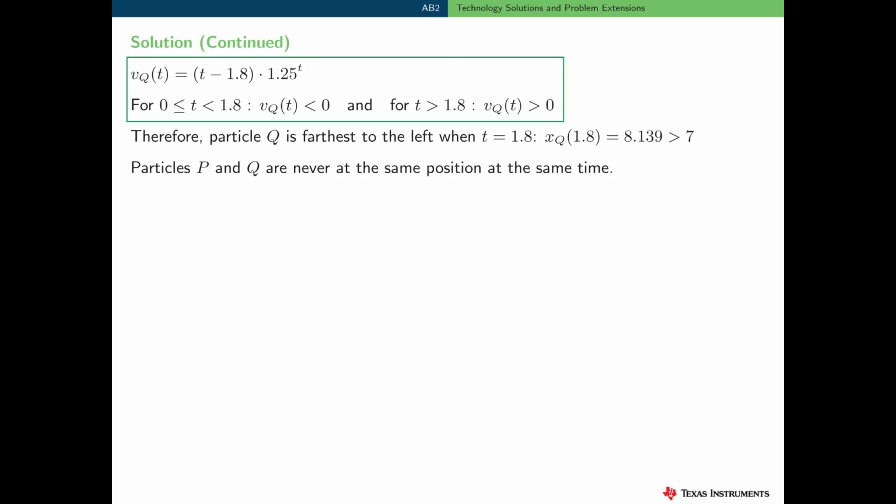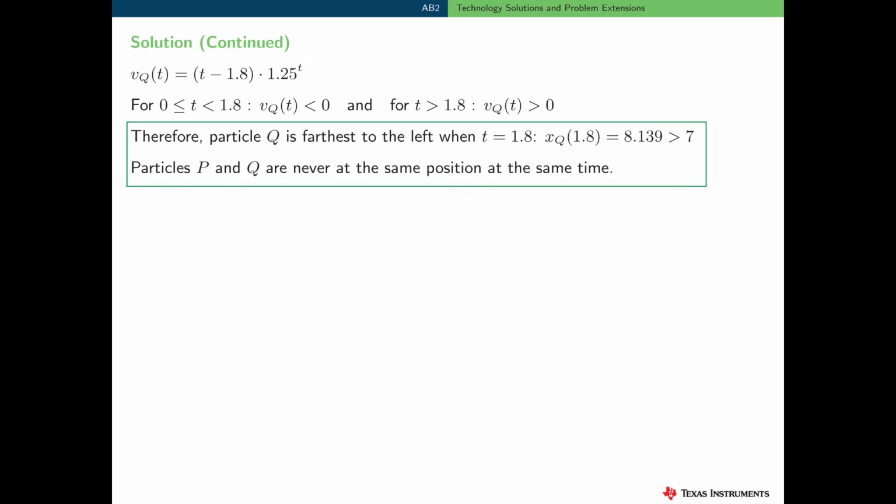For t in this interval, v sub q of t is less than 0. And for t greater than 1.8, v sub q of t is greater than 0. This means that the position function for q has an absolute minimum value at t equals 1.8. And using technology, that position is approximately 8.139, which is greater than 7, the farthest particle p could be to the right. Therefore, the particles are never at the same position at the same time.